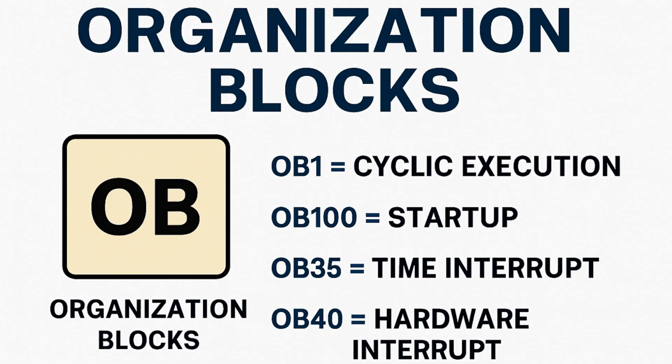Organization blocks, or OB, are the entry points of your program. OB1 is the main cyclic program that runs continuously. Other OBs handle events like hardware interrupts, time interrupts, or startup sequences.